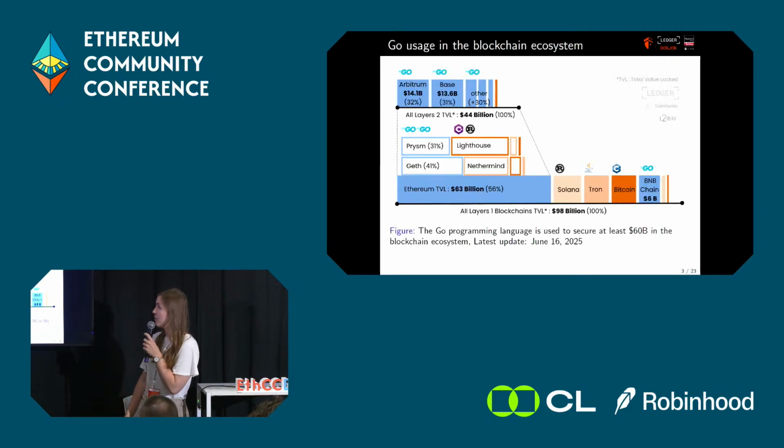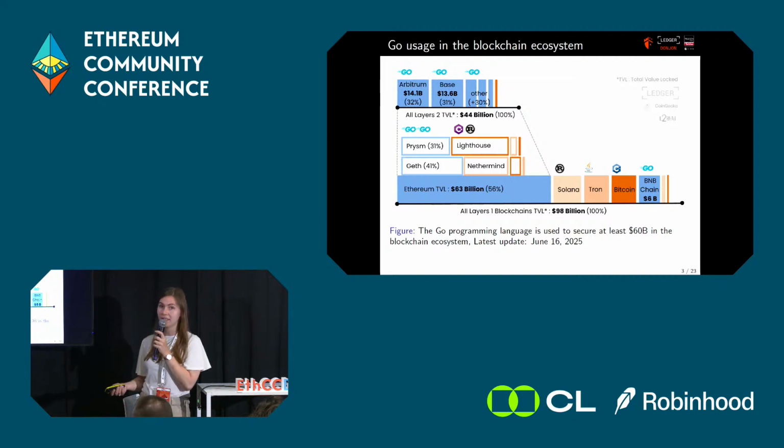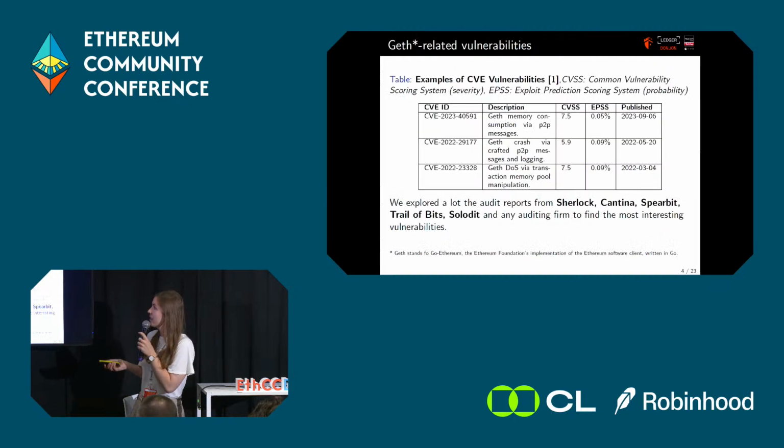So here's just a representation of how we can evaluate the impact, or at least how much Go is securing our ecosystem. We can estimate that at least $60 billion relies on Go security through the Ethereum ecosystem, layer 2s, multi-chains. So that's a lot, and that's why when I started my research, I wondered how secure Go is, because it's not such an old language. So I tried to look at that.